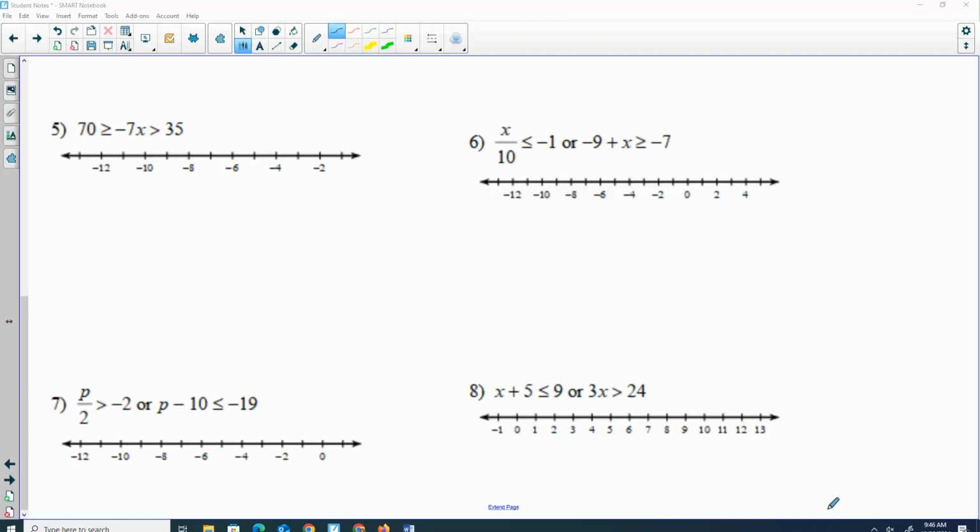Single inequalities where you get one answer, you have one thing to graph on your number line. Then we did problems where we had ands and we have ors. What's the difference? What does an or look like?